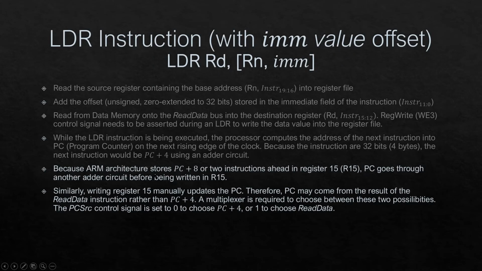Because the ARM architecture stores PC plus 8, or 2 instructions ahead, in register 15, R15, the PC goes through another adder circuit before being written in R15. Similarly, writing register 15 manually updates the PC. Therefore, the PC may come from the result of the read data instead of PC plus 4. A multiplexer is required to choose between these two possibilities. The PC source control signal is set to 0 to choose PC plus 4 or 1 to choose read data.